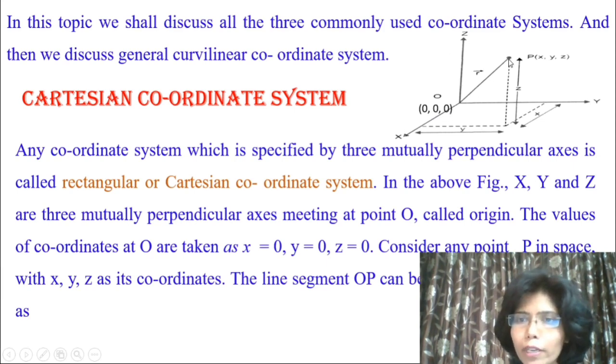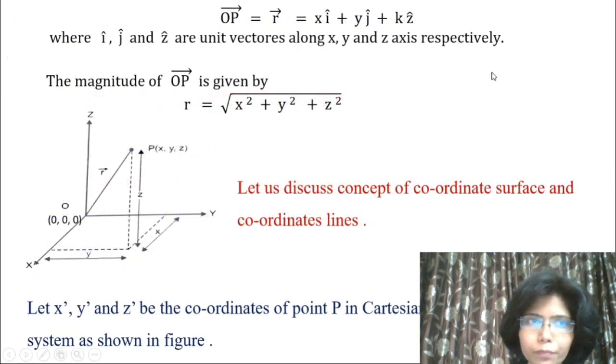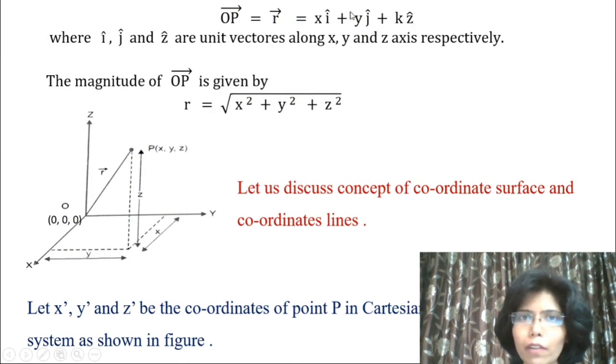Now we'll consider any point P in the space which has the coordinates x, y and z. The line segment OP, O is your origin and P is any point in the space. Then this OP can be written in the vectorial form as OP bar is equal to r bar is equal to x i bar plus y j bar plus z k bar, where i, j and k are the unit vectors along x, y and z axis respectively. Now this is the vector notation, and if we find the magnitude of this vector, then it can be written as r is equal to square root of x square plus y square plus z square.